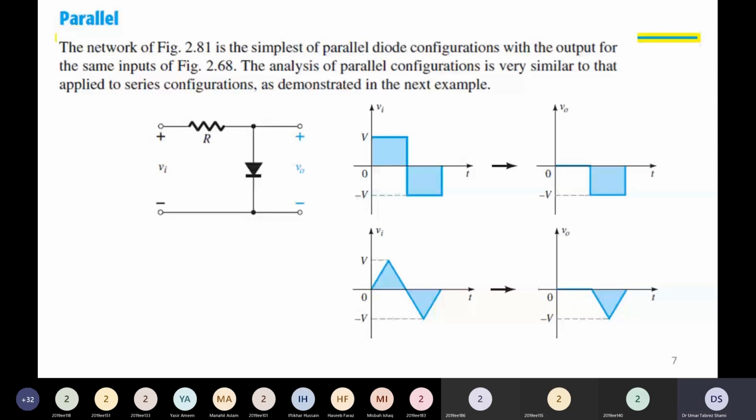One terminal of the diode is connected to the output terminal, and the second or the cathode terminal of the diode is connected at the ground terminal over here. So this gives us the parallel configuration of the clipper. So how will the parallel clipper work?